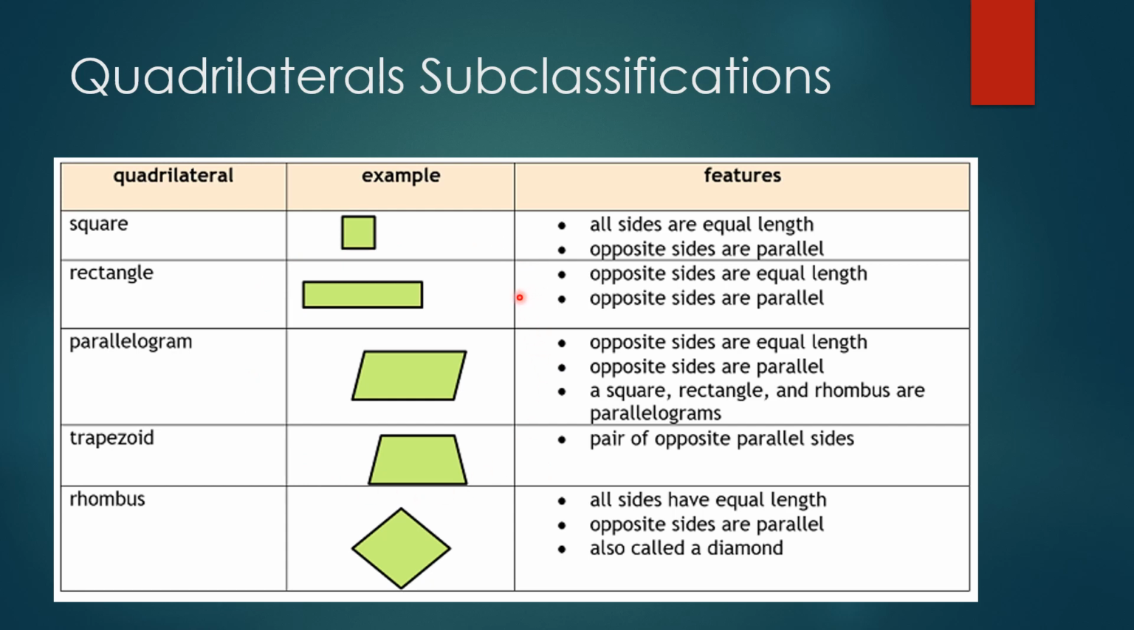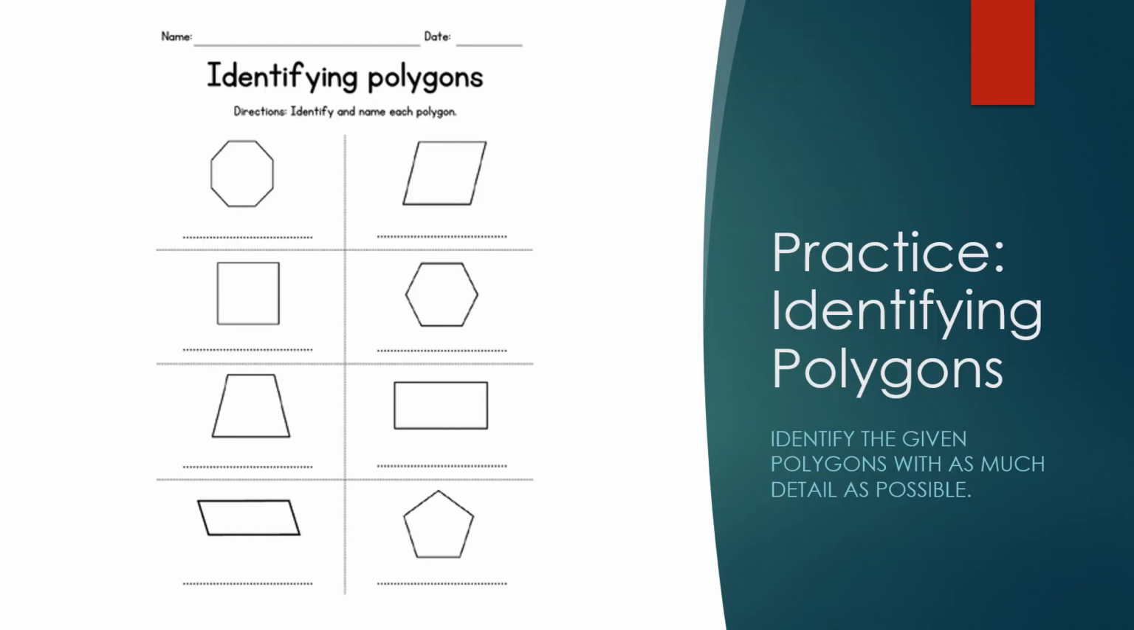So if you're asked to classify a quadrilateral, you need to look at the information that's given to you to determine which of these subclassifications is required. So let's practice. Let's talk about identifying quadrilaterals. Let's go ahead and use blue. Let's identify these polygons. We're going to go by the number of sides.